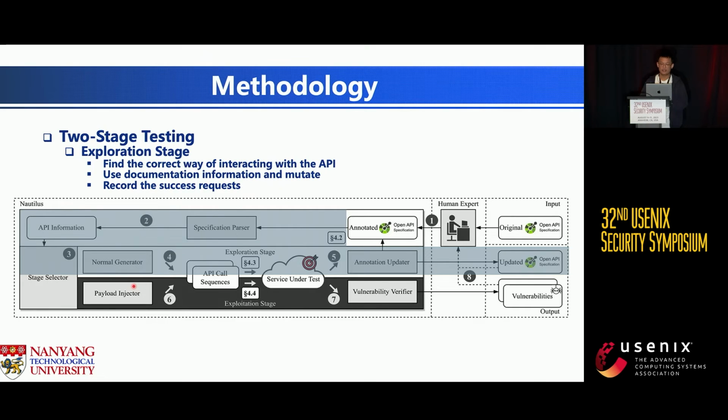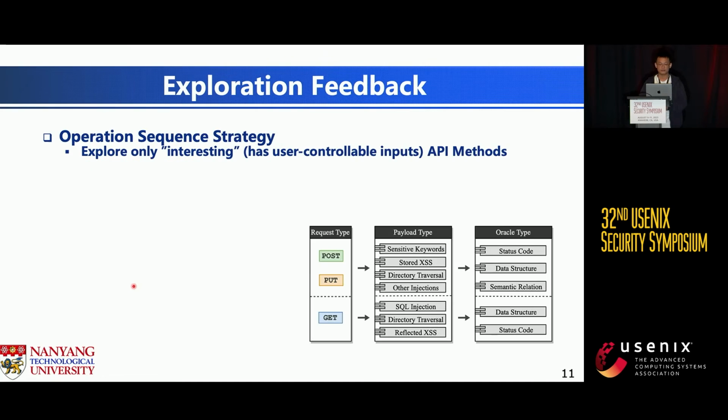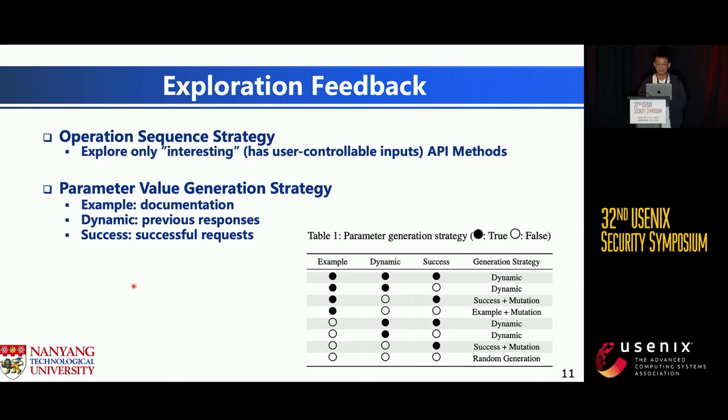Well, specifically, in the exploration stage, Nautilus will first parse the annotated documentation to generate HTTP requests, and it will then query the target service with the request and record the outcome. Based on the dynamic outcome, it performs necessary mutation for the test sequence generation. Also, how does Nautilus perform the generation and mutation? Well, mainly it has 4 strategies, namely dynamic, success, example, and random, as shown in the bottom table.